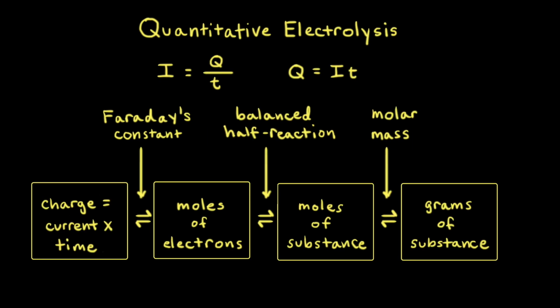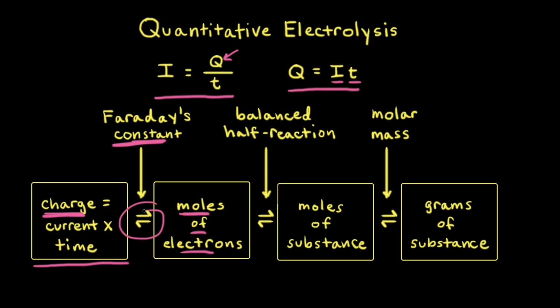Next, let's look at a conversion chart that shows how to approach quantitative electrolysis problems. And let's start over here with this box on the far left, which says that charge is equal to current times time. This comes from our equation for current, I is equal to Q over T. So solving for Q, Q is equal to I times T, or charge is equal to current times time. Charge is related to moles of electrons by Faraday's constant.